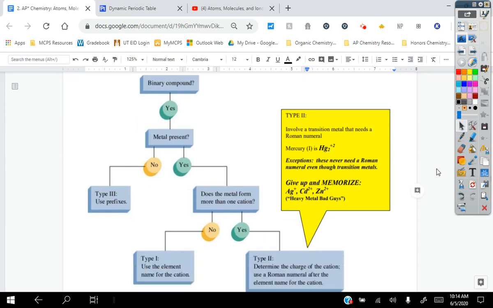So here's a nice little flow chart. Is it a binary compound? The word binary meaning two. Does it have two elements in it? If the answer is yes, is there a metal present? If there's no metal present, we're going to use type 3, which is prefixes, which we'll talk about a little bit later. If there is a metal present, then you have to determine if it's type 1 or type 2. If it can form more than one cation, meaning it has more than one charge, then you need to use Roman numerals with that cation. If it is type 1, you just write it as is.